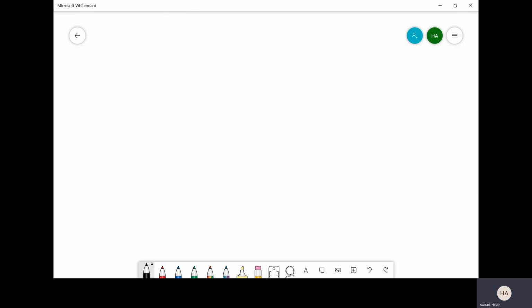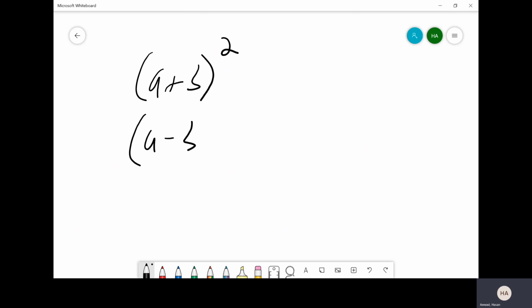Okay, so next up, we have reversing the special cases. So if you guys remember from the last lecture, we were talking about certain special cases. And just as a quick refresher, I'm not going to write all of them. Some of the special cases were like a plus b squared, a minus b squared, and then also a plus b, a minus b, right?